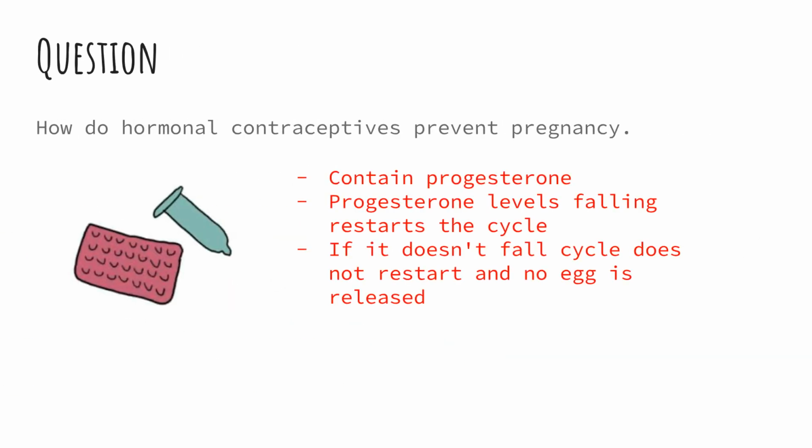Hormonal contraceptives work by utilizing synthetic progesterone. By keeping progesterone levels high, the body's natural cycle is suppressed, which prevents the release of an egg, effectively preventing pregnancy.